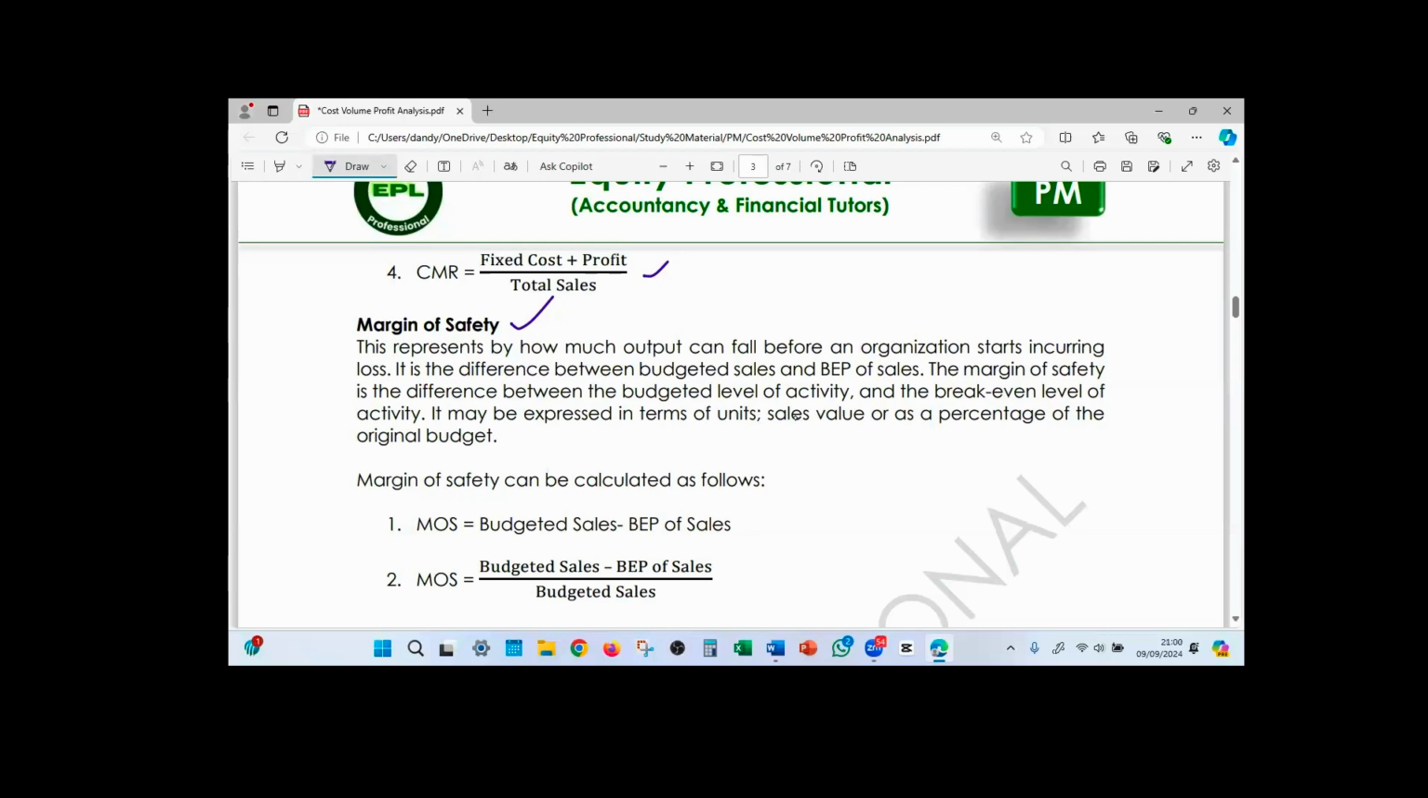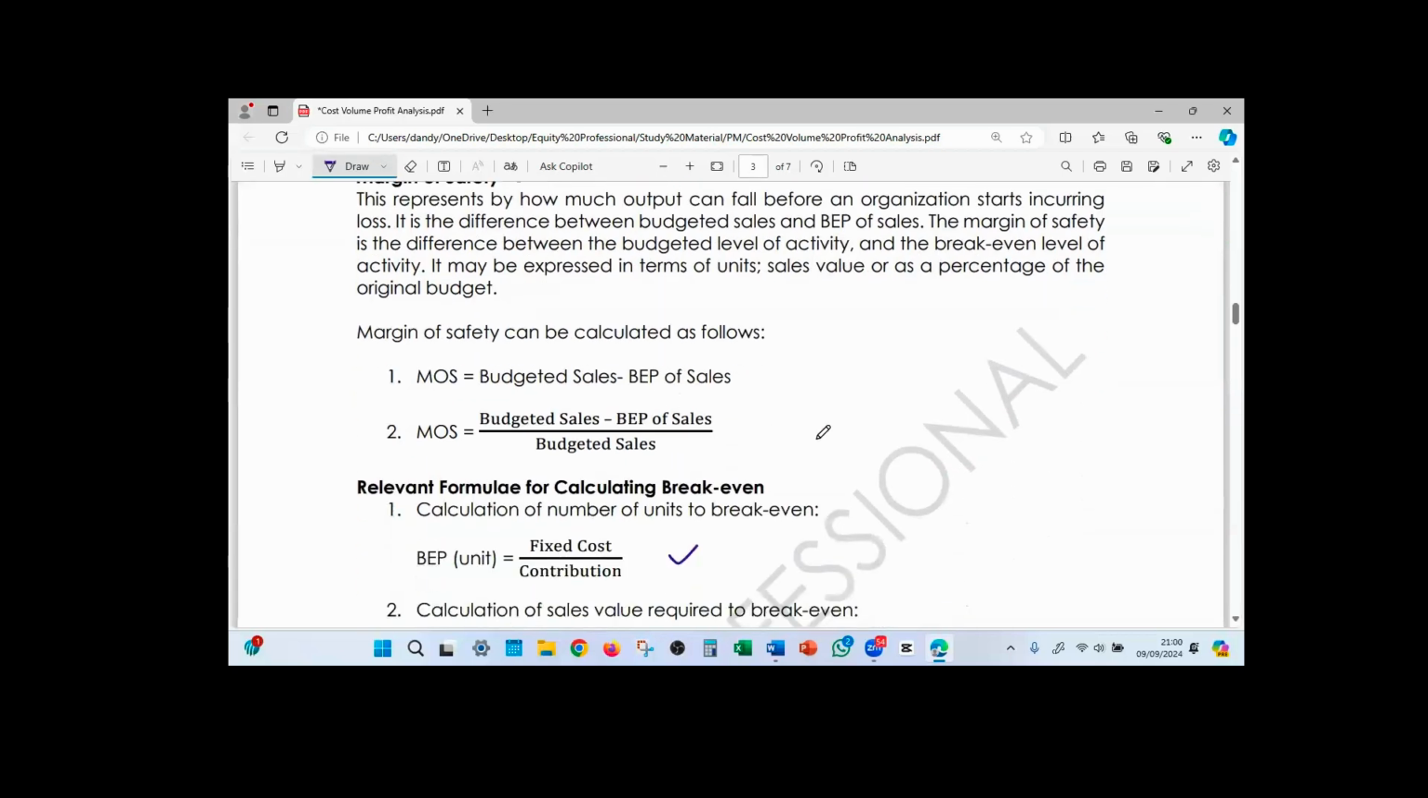The budgeted sales and break-even point on sales to budgeted sales. All of these are what margin of safety is, and it's how to calculate the margin of safety. Now, like I said, if you want to calculate margin of safety, the budgeted sales will be given to you in the question, all right? If you want to determine margin of safety in Naira, then the budgeted sales is the sales value that will be given to you in the question.